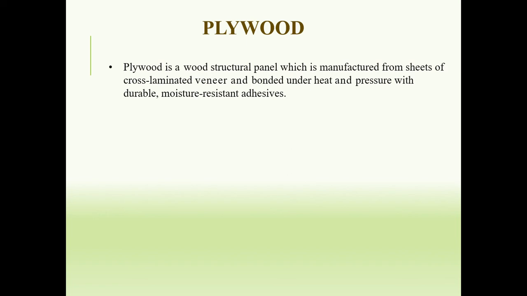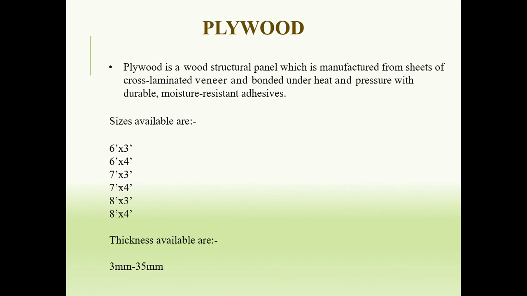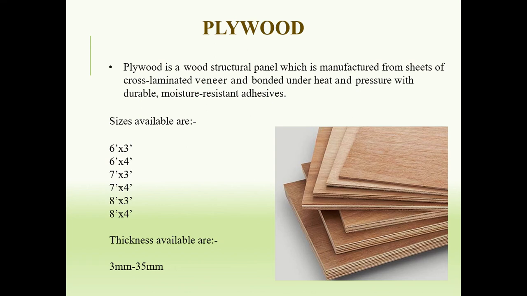And that whole set of veneers, when transformed into one single sheet, is what you call plywood. All these sizes are available in the market: 6 feet by 3 feet, 6 feet by 4 feet, and so on. The thicknesses of plywood start right from 3 mm up to 35 mm. So this is a plywood sheet.